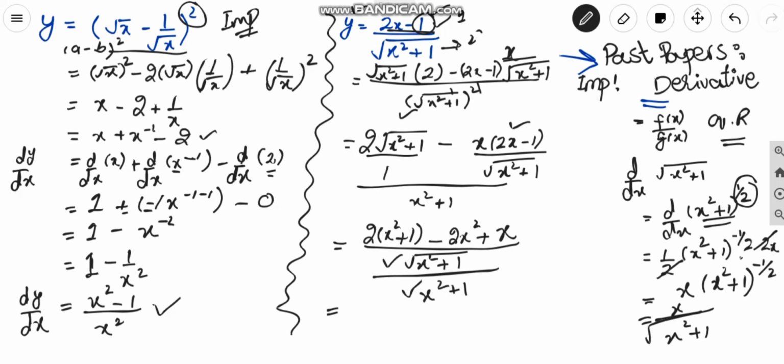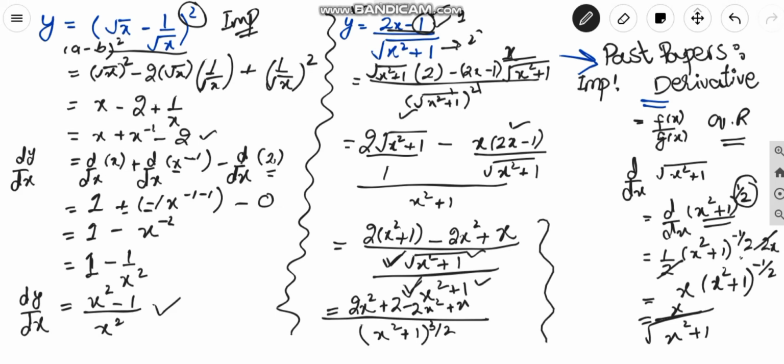We will add the power of these two functions. Okay, in the numerator it becomes 2x² + 2 − 2x² + x over... we will add the power of these two functions. So it will become (x² + 1) to the power 3/2, because the power of one function is 1/2 plus the power of this is 1. So when we add, it becomes 2 + 1, that is 3/2.